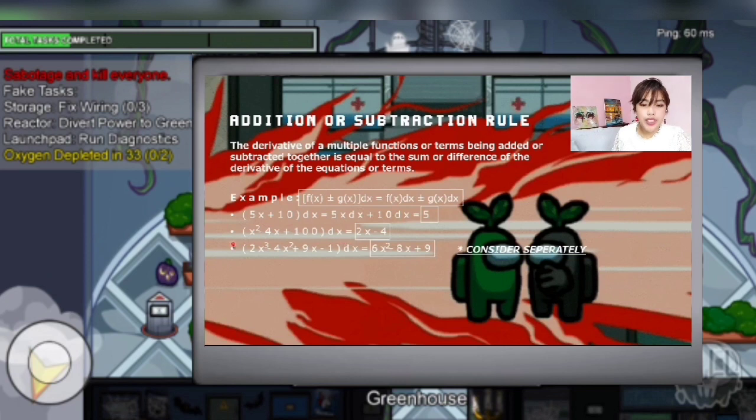Now for the next example, find the derivative of x squared minus 4x plus 100. First, what is the derivative of x squared? 2 times x to the power of 1, so 2x, after multiplying the exponent, minus 1. So 2 minus 1 is 1. So we are left with 2x for the derivative of x squared.